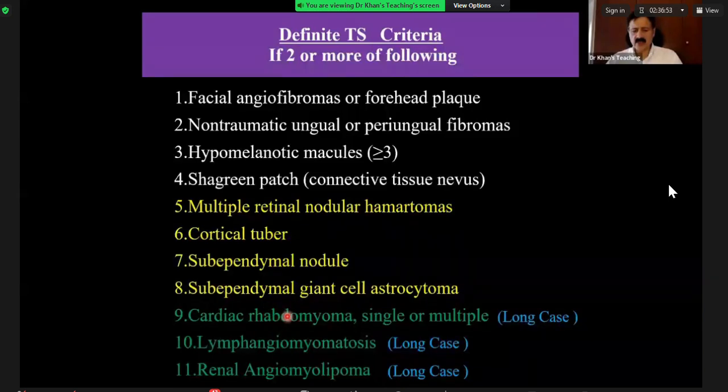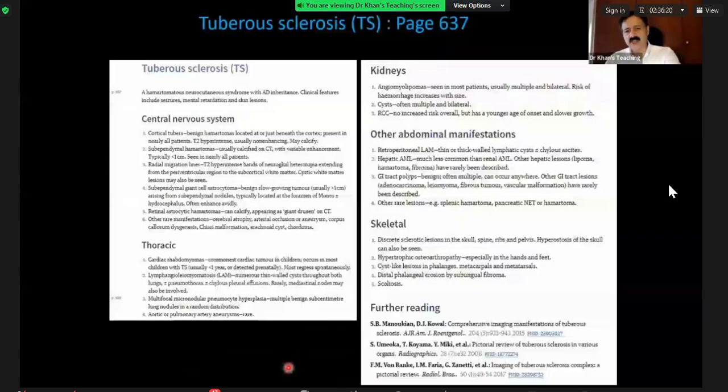This is the most common cause of rhabdomyoma at a young age. And it can come as a long case also. When you see this, then you have to look for lymphangiomyomatosis, which you will see in some cases in our chest module. And then there is renal angiomyolipoma. And renal angiomyolipoma, of course, will have some fatty component.